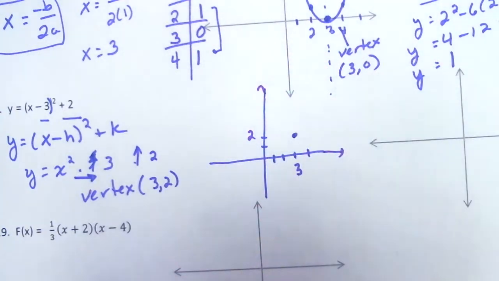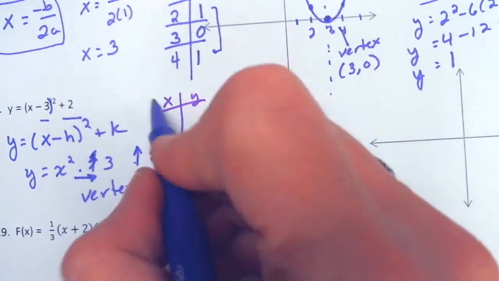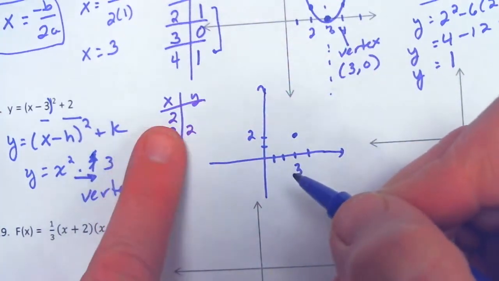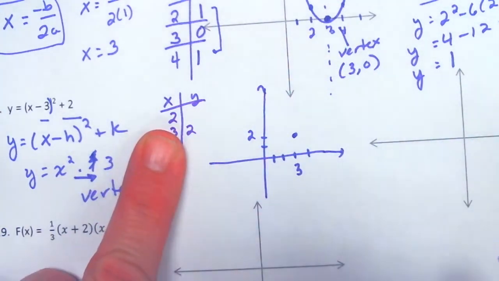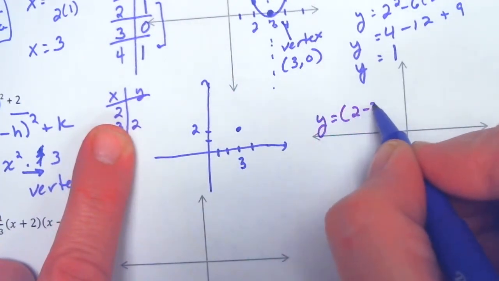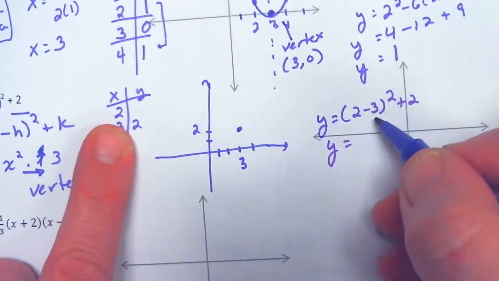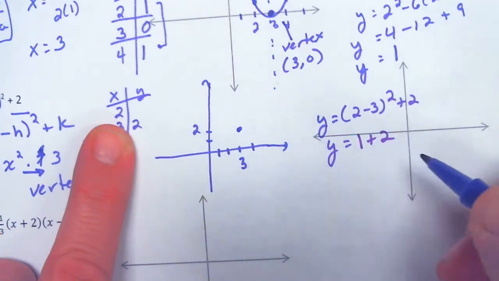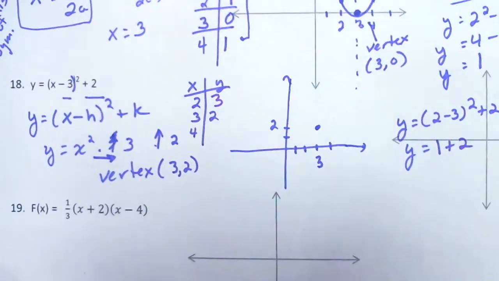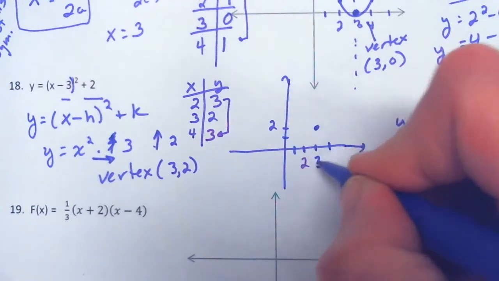Okay, so I'll make a short table with values very close to 3. The numbers close to 3 are 2 and 4. The vertex we found was 3, 2. Putting 2 into the equation, y equals (2 minus 3) squared plus 2. 2 minus 3 is negative 1. Negative 1 squared is 1. Plus 2. 1 plus 2 is 3. And since parabolas are symmetrical, the value for 4 should also be 3. So they match on both sides.